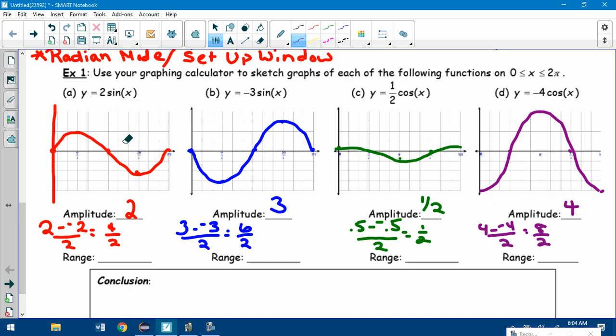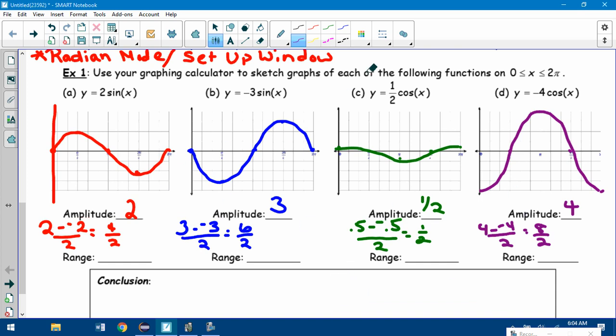Okay, so you can tell that just by how high or low it goes. The reason I do it with max minus min divided by 2 every time is because right now the graphs are all kind of centered along the x-axis. But once those start shifting up and down, it's going to be harder to tell what the amplitude is, so you're going to always want to use that formula.